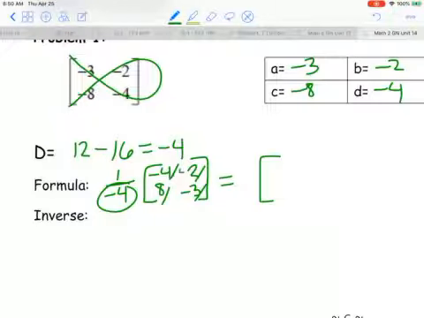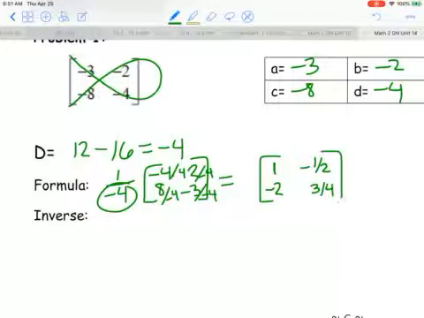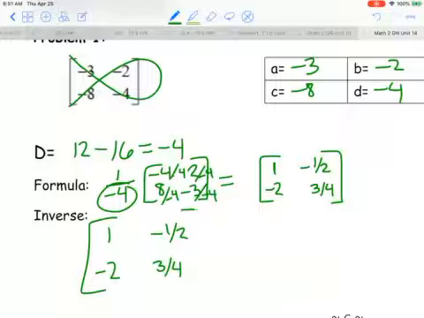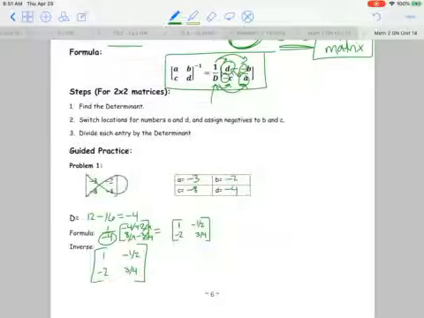So we get -4 over -4, which is 1. 2 over -4 is -1/2, and just keep the fraction. 8 over -4 is -2. -3 over -4 gets you a positive 3/4. So don't get decimals here, just get the fractions. I don't want you estimating. So our inverse here is just that answer that we get when we divide those. And boom, that's it.